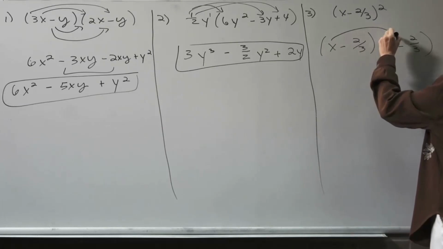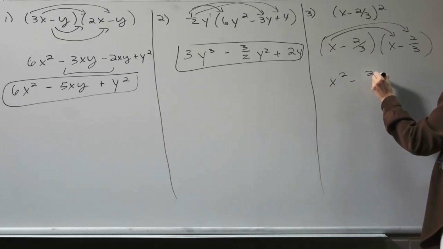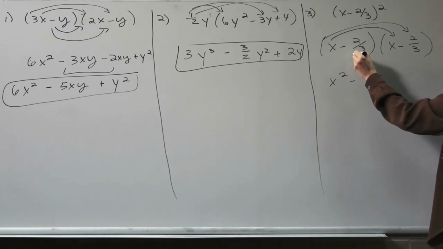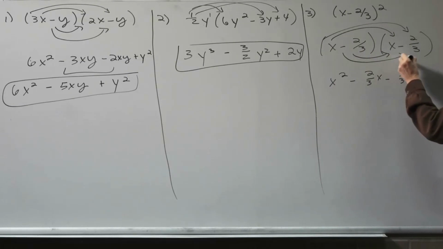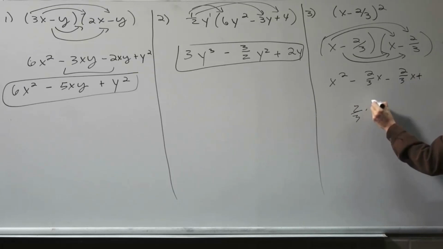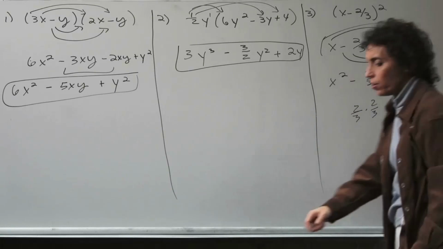Distribute the x. We get x squared. Positive times a negative is a negative 2/3 x. Negative times a positive is a negative 2/3 x. Negative times a negative is a positive. Now, here's what we're doing. 2/3 times 2/3. Yes, that's 4/9. Not so bad, really, I swear.